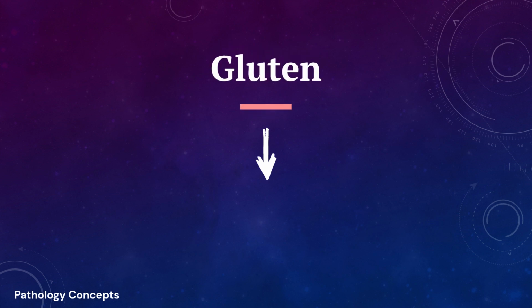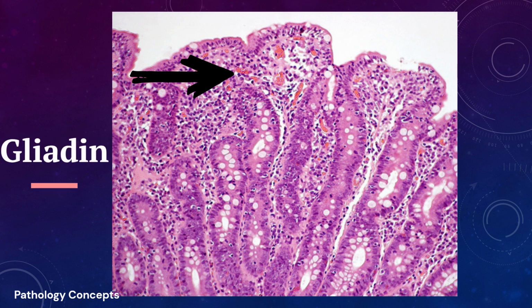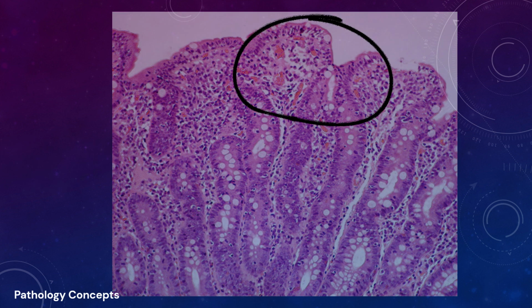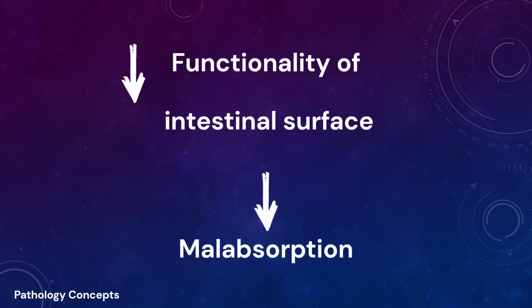A peptide derived from gluten called gliadin causes damage to the small intestine, and there is a local inflammation and the process leads to destruction of small intestinal villi. This destruction in turn leads to decreased functionality of intestinal surface and it leads to malabsorption.